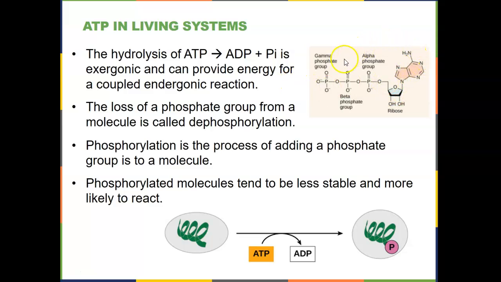If it only had 2 phosphates on it, that would be diphosphate. If it only had 1 phosphate on it, it would be monophosphate. And all 3 of those things exist. Here we've got ATP being converted into ADP plus a free phosphate ion. That would be this just hanging off by itself in the cytoplasm of a cell.